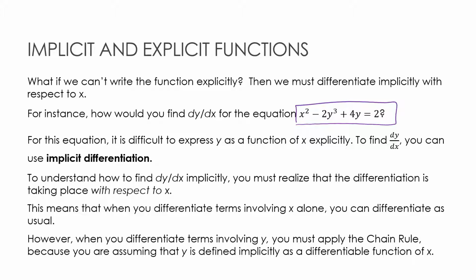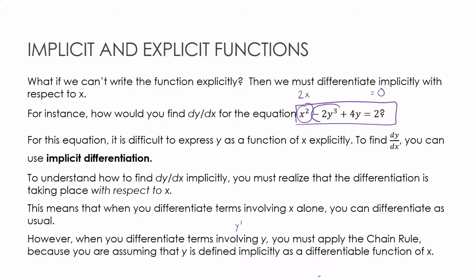So it's kind of like what we've been doing with the chain rule, when essentially if I'm differentiating a term involving x alone, I would differentiate as usual. So like this guy in my derivative equation would be 2x, just like normal. This guy would still be 0, just like normal. However, if I'm differentiating something with y, then I'm going to have to think about it in terms of y prime, like the chain rule.